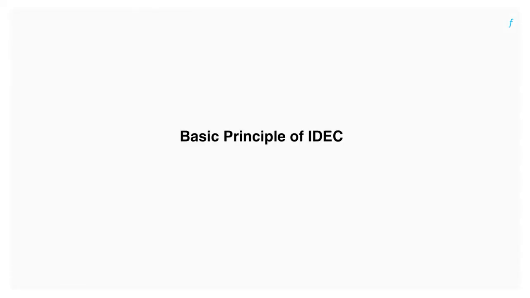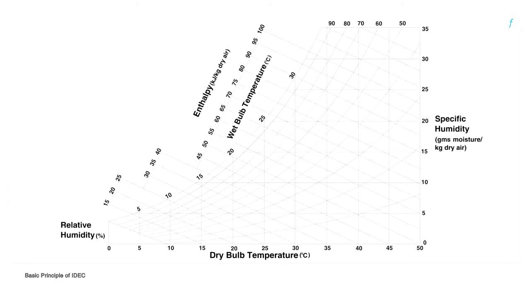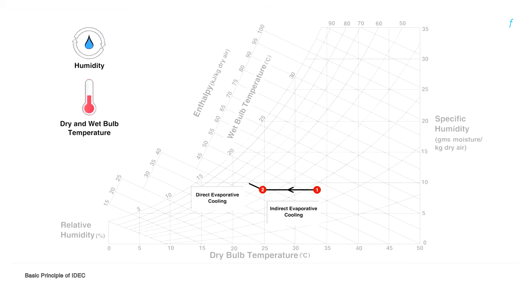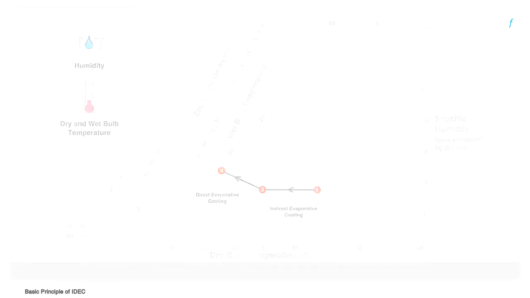The basic principle of indirect direct evaporative cooling can be understood using a psychrometric chart. Indirect direct evaporative cooling involves treating warm air first with a sensible heat exchanger. This is the first stage, or the indirect stage, where sensible cooling takes place and we see a reduction in the dry bulb temperature without any change in humidity. In the second stage, or the direct stage, the air is cooled and humidified, as can be seen in the psychrometric chart. The dry bulb temperature is reduced further and humidity sees a slight increase here.